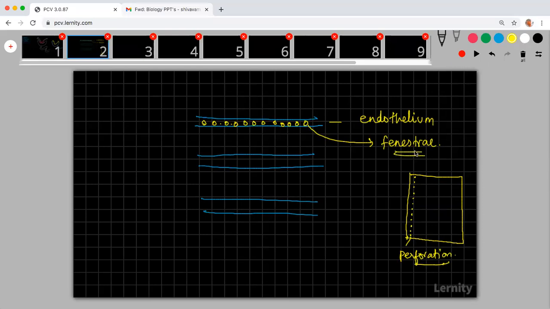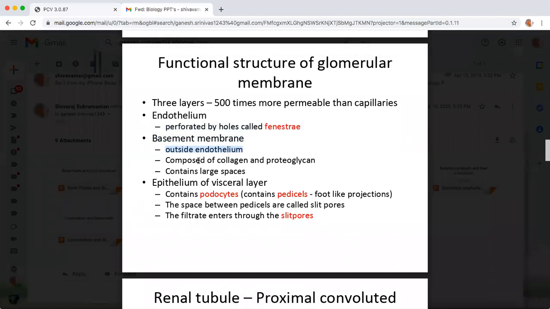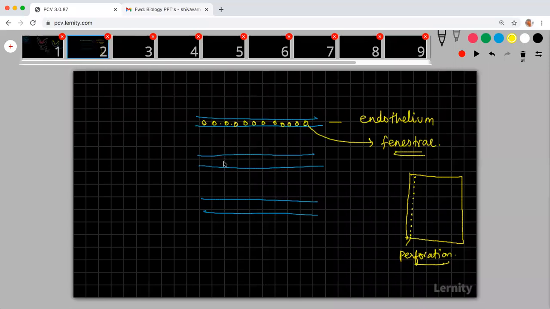Are you able to understand? So this is the first thing. The second thing is called the basement membrane. It is outside the endothelium. What is it made up of? It is made up of collagen and proteoglycan. It contains large spaces. So this is the second layer, the basement membrane. It will have comparatively larger spaces through which structures can get out. It is made up of collagen and also proteoglycan.